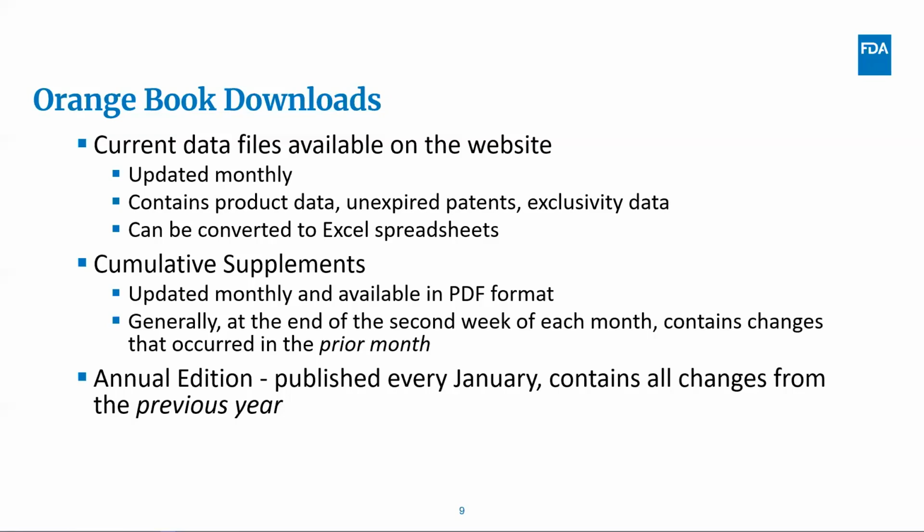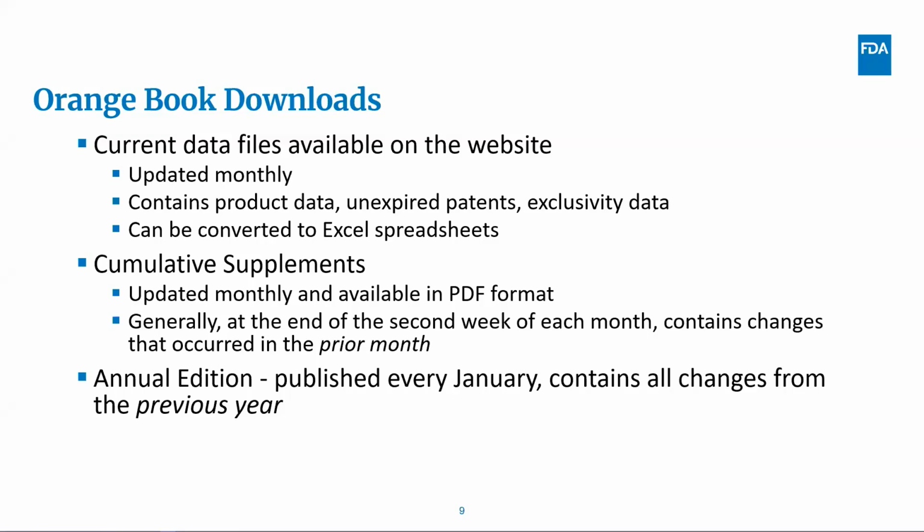We have data files that are updated monthly. These are text files. They contain product data and unexpired patent and exclusivity data. You can download these and convert it into Excel or Access so that way you can filter the data however you like. We also have our cumulative supplements. These are updated monthly as well. They're available in PDF format.